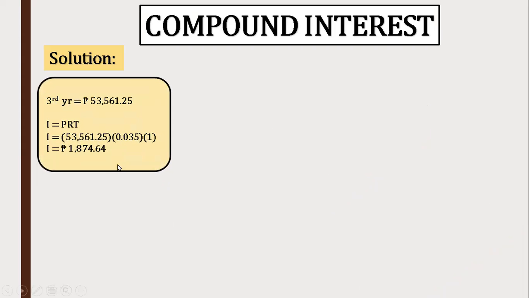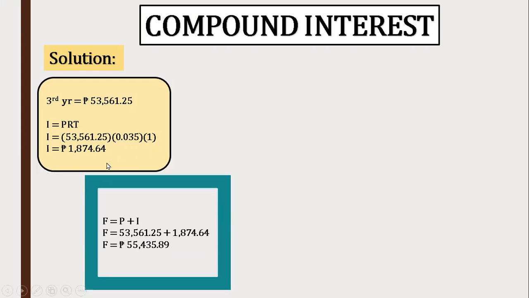So here you go. We are now using the future value of the second year as the principal value of the third year. And the same process, substitute the given principal, which is 53,561.25. Rate will be the same, 0.035, and time will be 1 because that's only for the whole third year. That's only 1 year, right? And I is equal to 1,874.64. Be careful for the decimal value, you need to include that in your calculators, okay, in order to get the exact value here below.